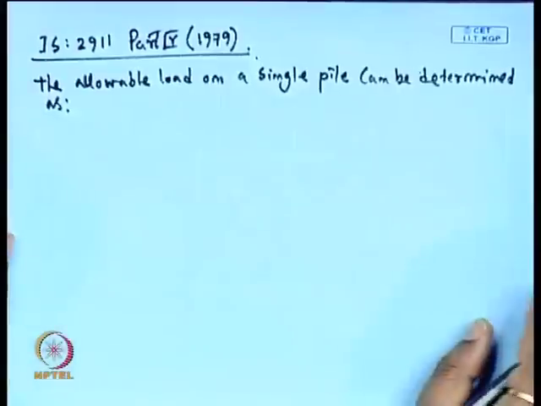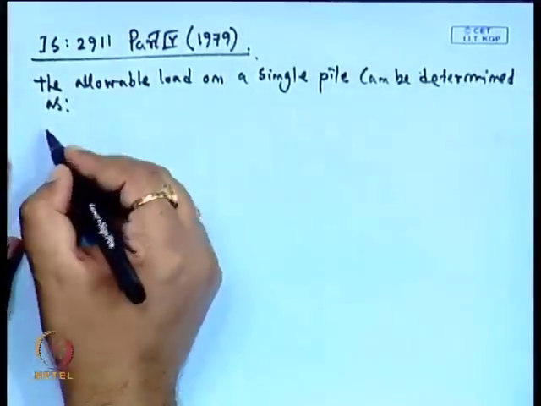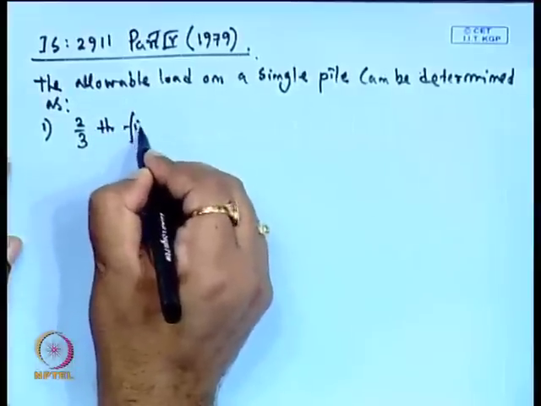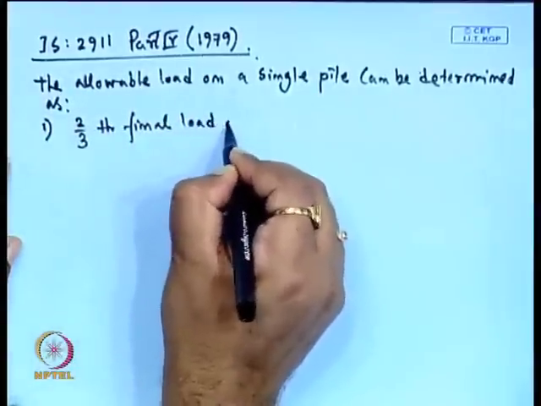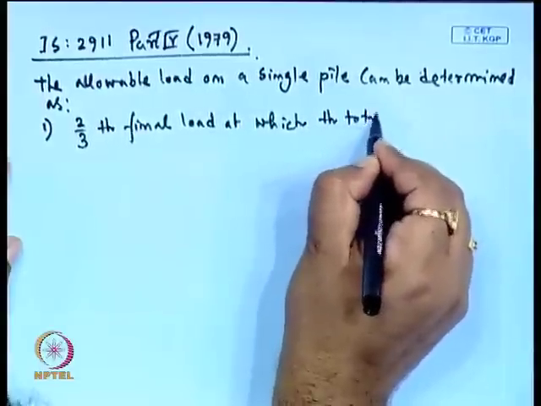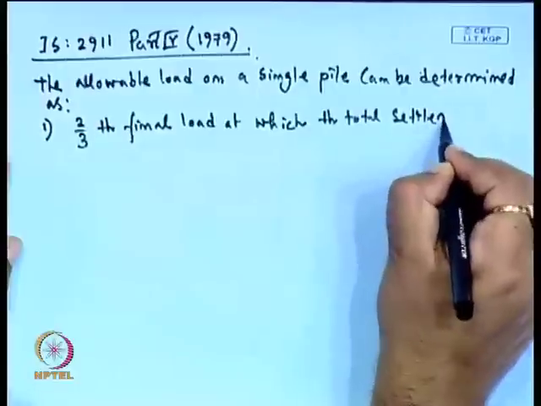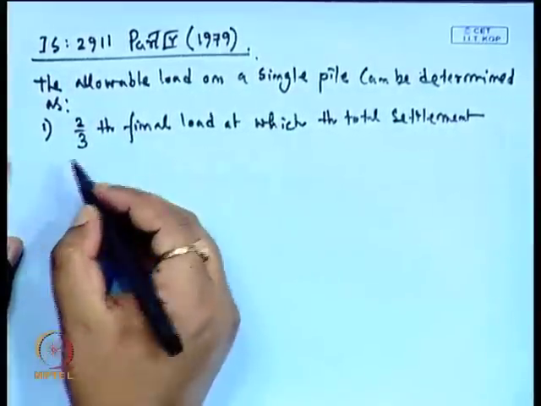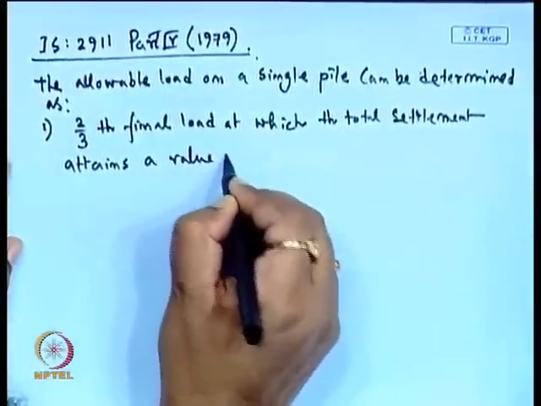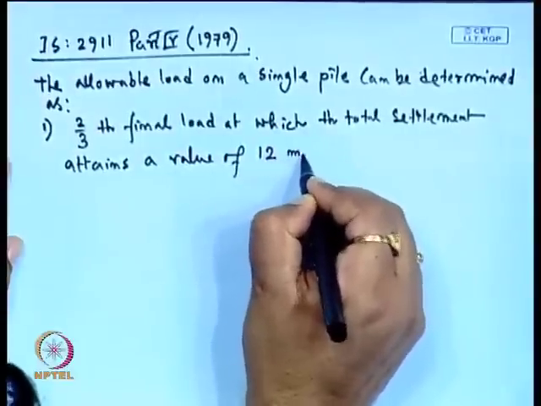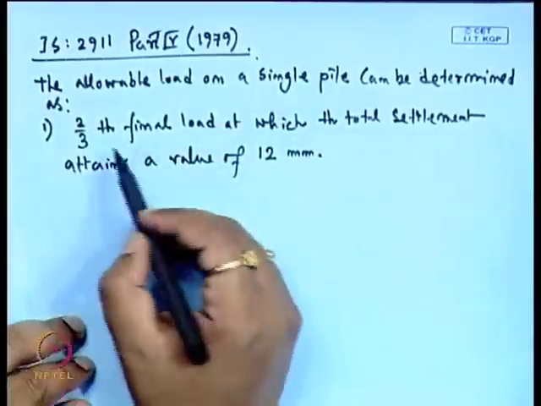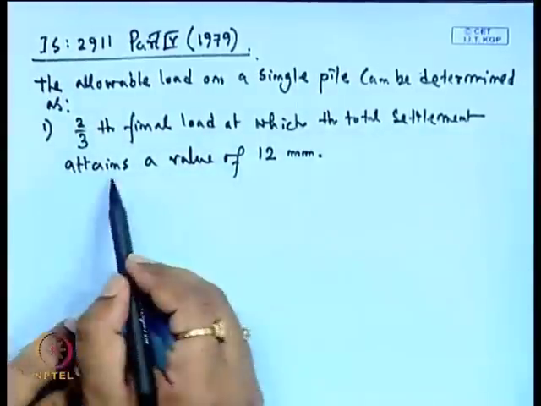So, now how can we determine the allowable load on a single pile? The first condition is that 2/3 of the final load at which the total settlement attains a value of 12 millimeter.